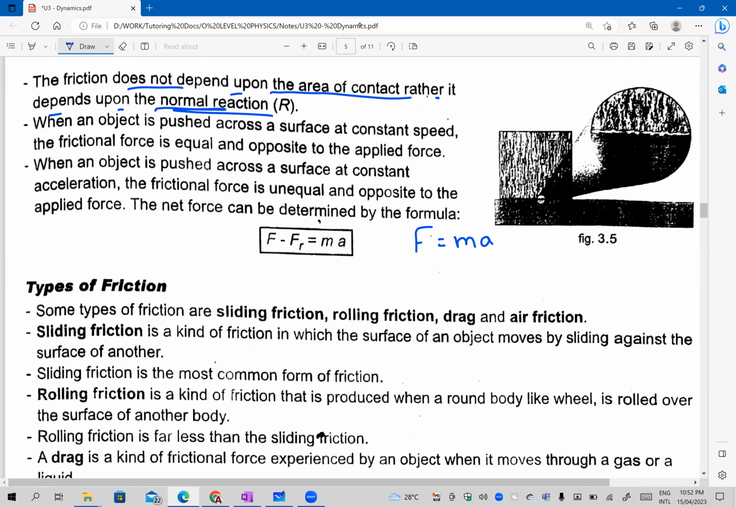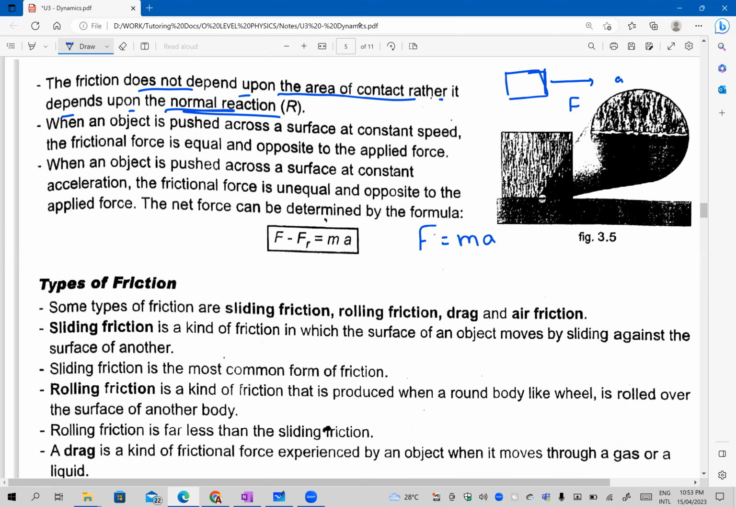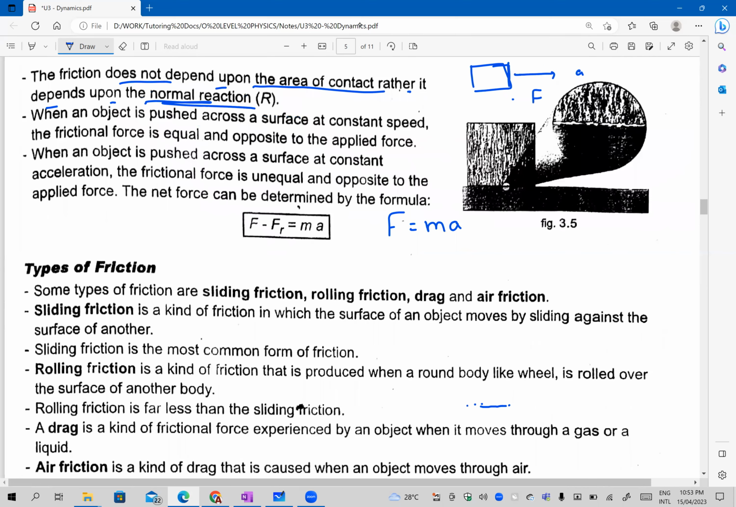How can you forget the resistive force? Assume that this is a box and there is a forward force which is causing the box to accelerate towards the right hand side. There's an acceleration as well. But because the box is in contact with this surface, there will be a resistive force as well, Fr. Resistive force, or the force of friction, is represented by Fr.